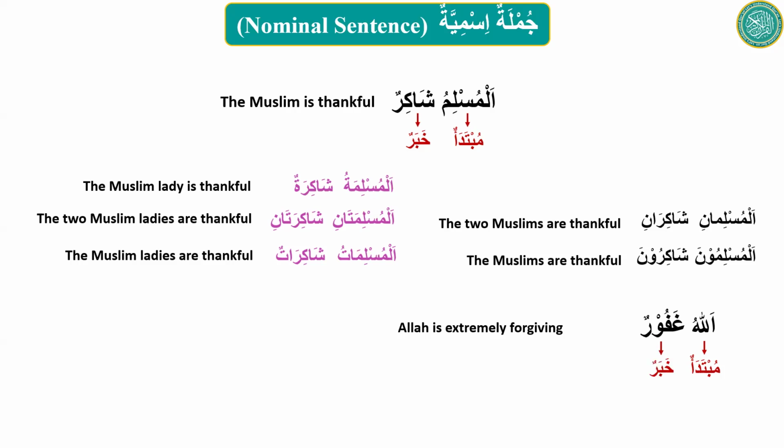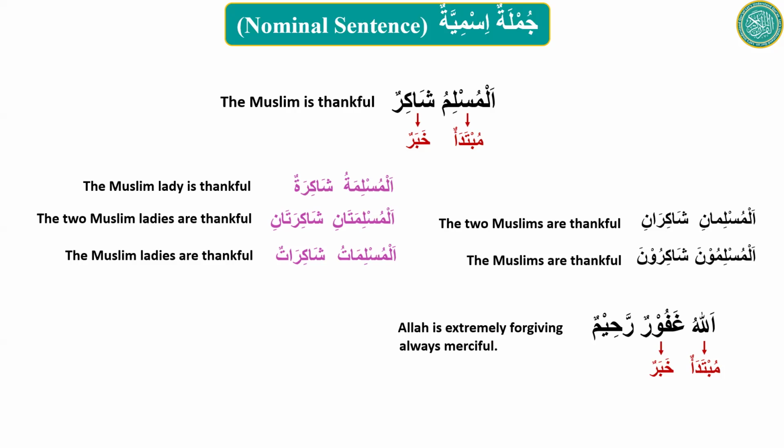Ghafurun, you said it is Khabar. Is it proper or common? Common. What's the status? Rafa. And do these words match in terms of number and gender? Yes, they do. So that is why it is a jumla ismiyyah. Allah is Mubtada. Now we have another word, Rahim. And the translation will be Allah is extremely forgiving, always merciful.